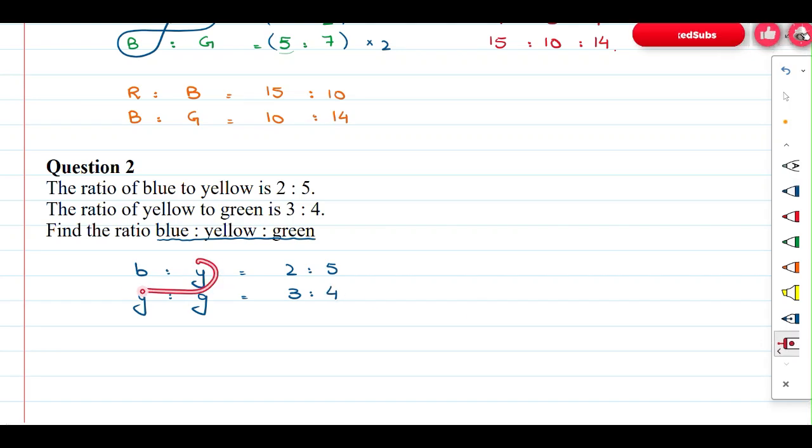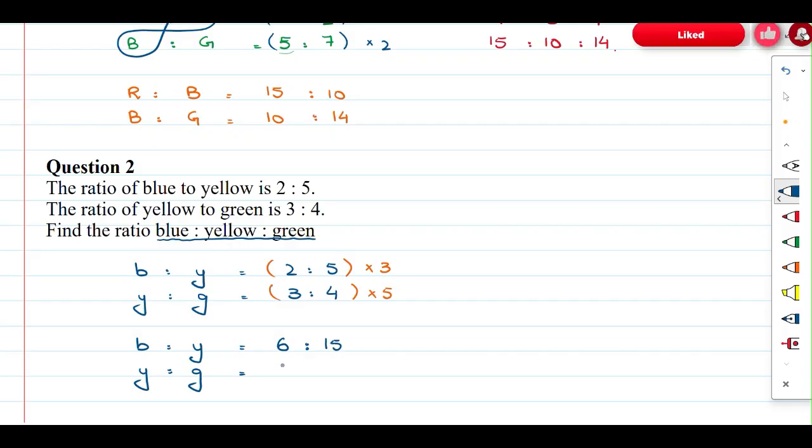Again, as you can see, yellow is the common one, but these two numbers are not the same. So we need to figure out the common multiple of 5 and 3. We need to multiply the first ratio by 3 and the second ratio by 5, the opposite numbers, to make their ratios the same. So blue to yellow is 2 times 3, 6, and 3 times 5 is 15. Yellow to green is 3 times 5, 15, and 4 times 5 is 20.